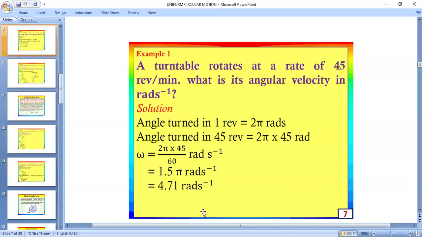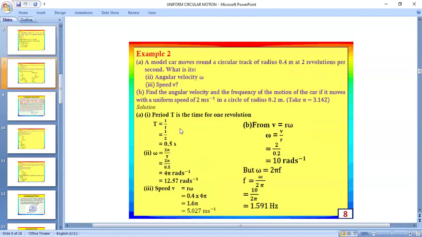4.712 radians per second. So when you see the word revolutions per minute or revolutions per second, it simply guides you towards frequency of that motion.